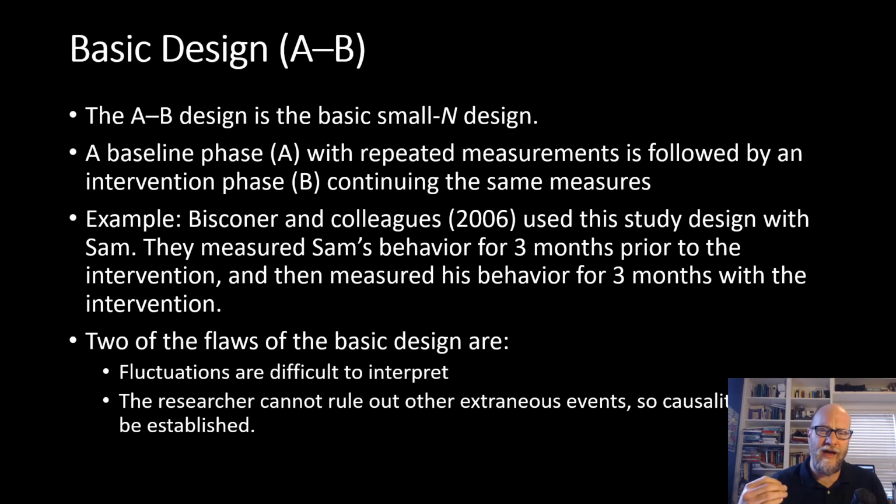So with that causality chain that we work towards, of temporal precedence, covariation, and then, of course, elimination of alternative explanations, the A-B design suffers on that third point. It's difficult to eliminate alternative explanations. Therefore, it's harder to establish an argument for causality.